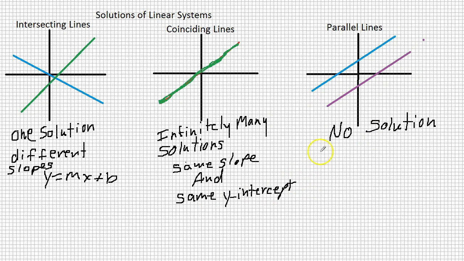What about the parallel lines? Well, we know parallel lines will have the same slope because they have the same slant. But look, this one crossed the y-axis down here. This one crossed the y-axis up there. So they will have different y-intercepts. So what does that mean? It means the m's are the same, but the b's are different. So different y-intercept.